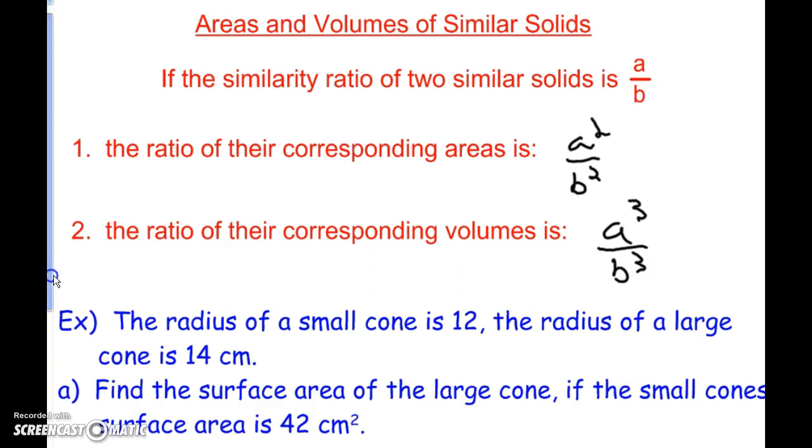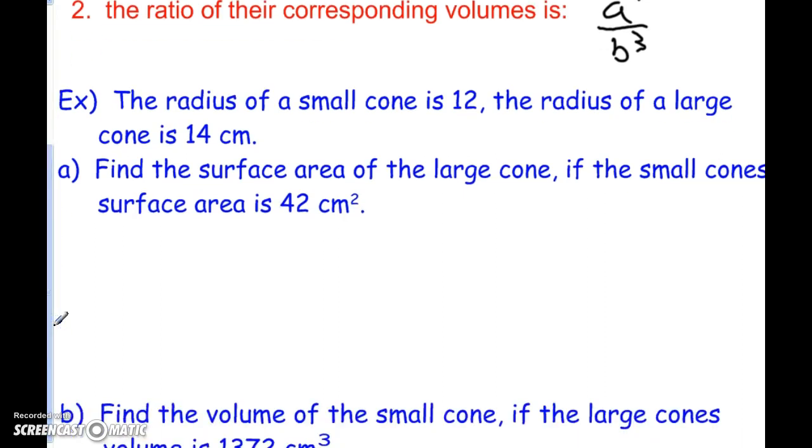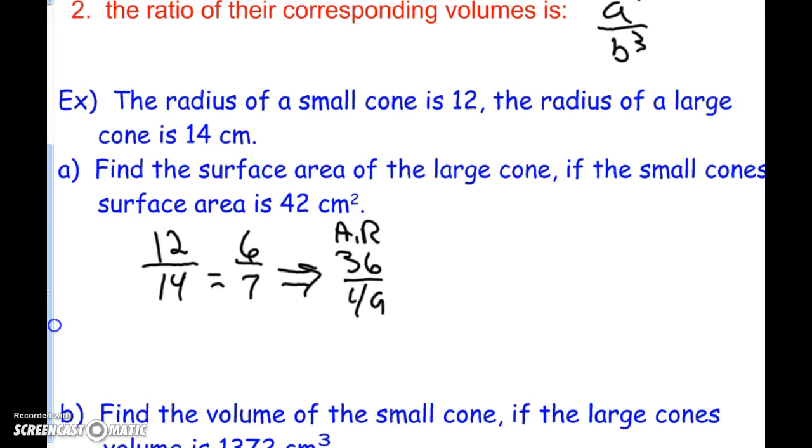Okay, let's go ahead and look at a couple problems. The radius of a small cone is 12. The radius of a large cone is 14. So our initial ratio is 12 to 14, and that simplifies to 6 to 7. I suggest you do that simplification. It helps us work with smaller numbers. That implies then the area ratio is 36 to 49.